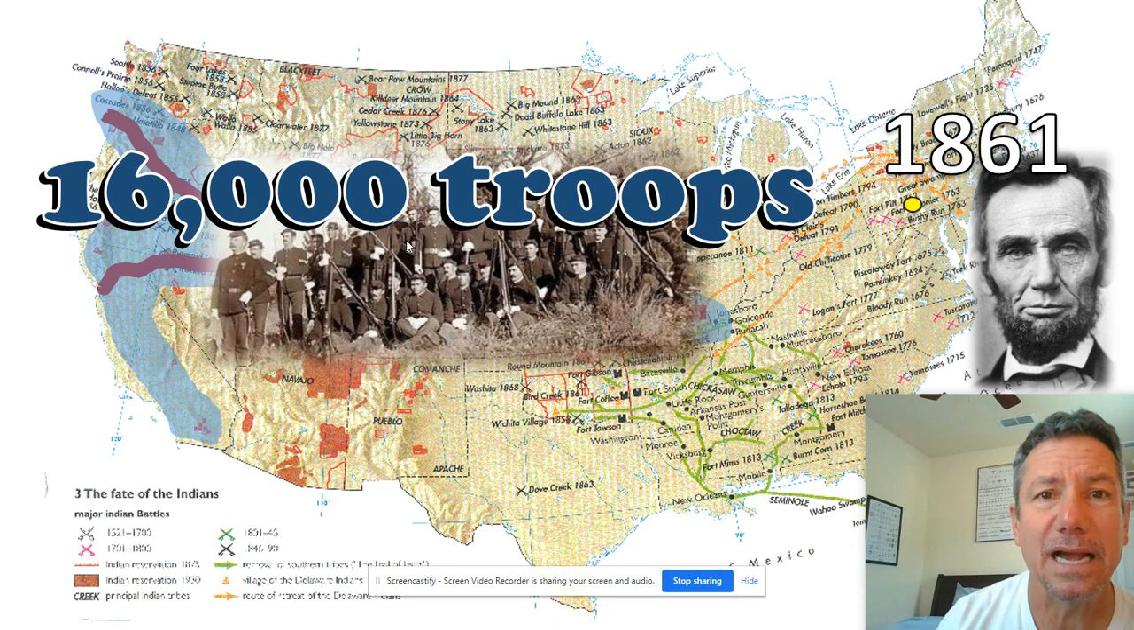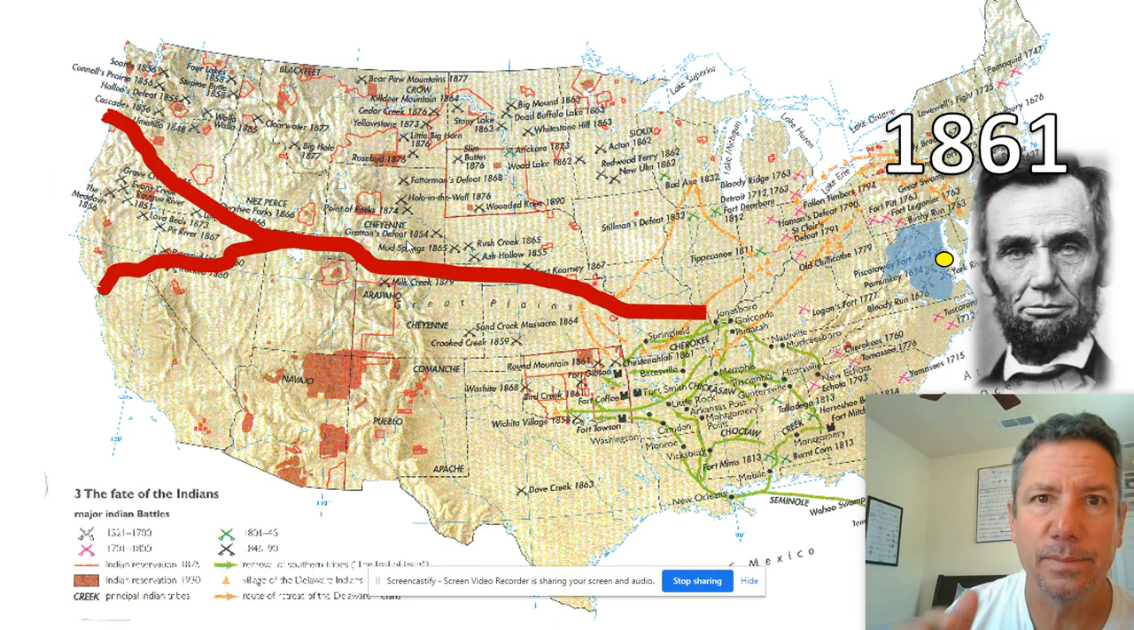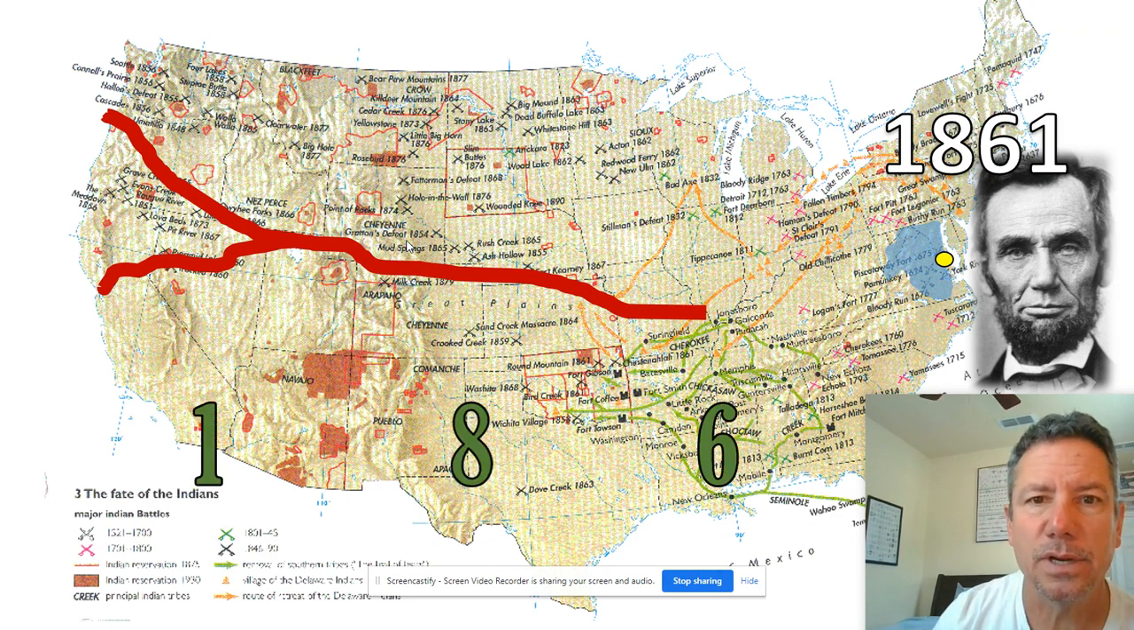So he calls the 16,000 troops back to protect the actual capital. Not all of them go. Some go back to their southern states. But by and large, all of a sudden, we have this vacuum out there in the West. And we'll talk about that later on.